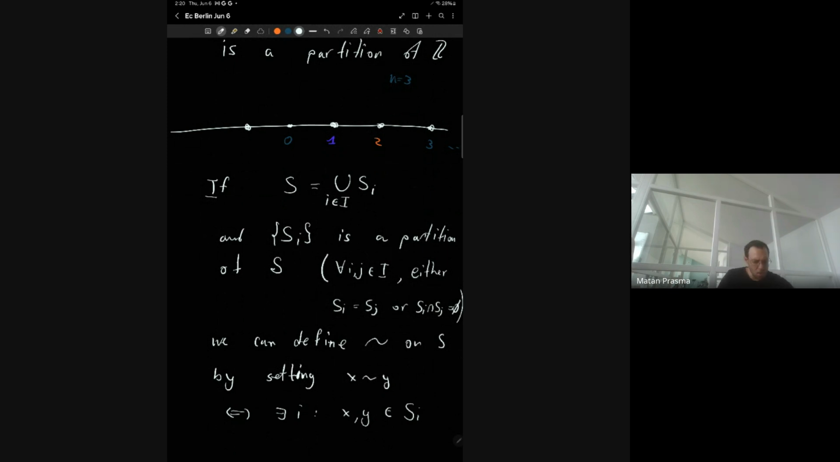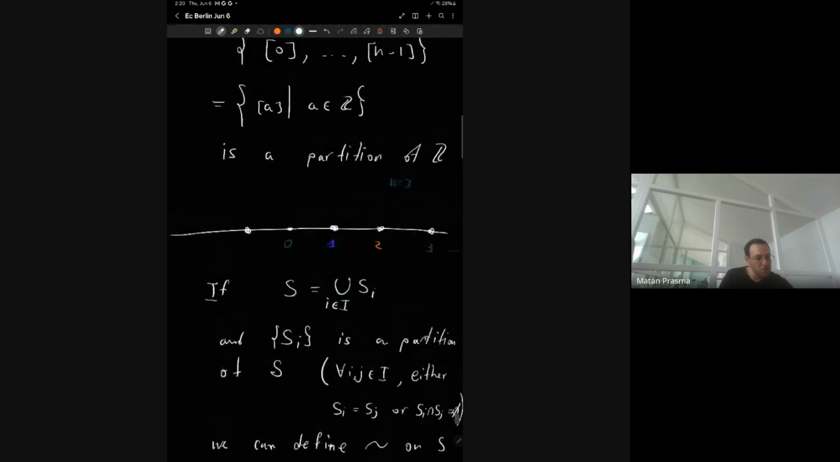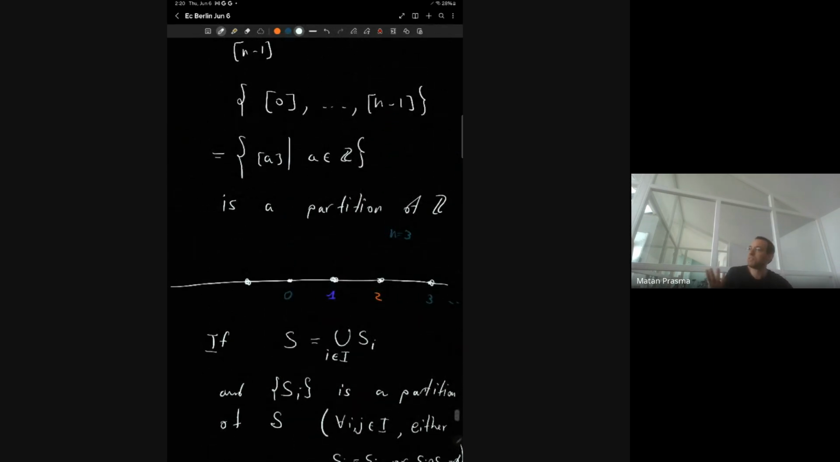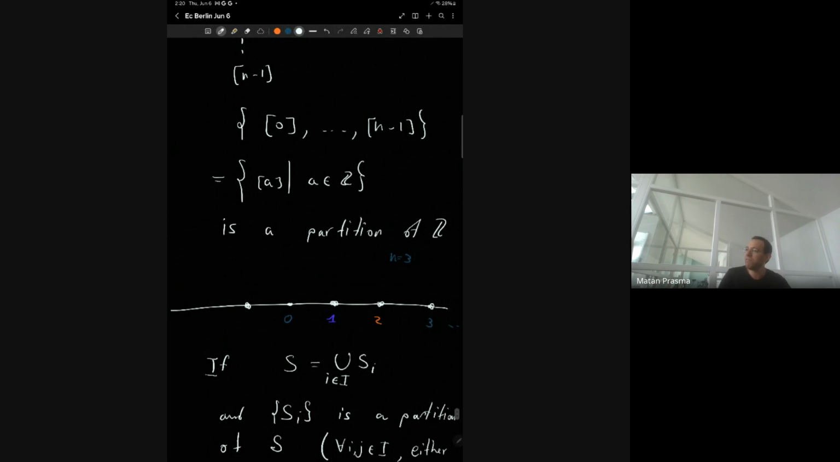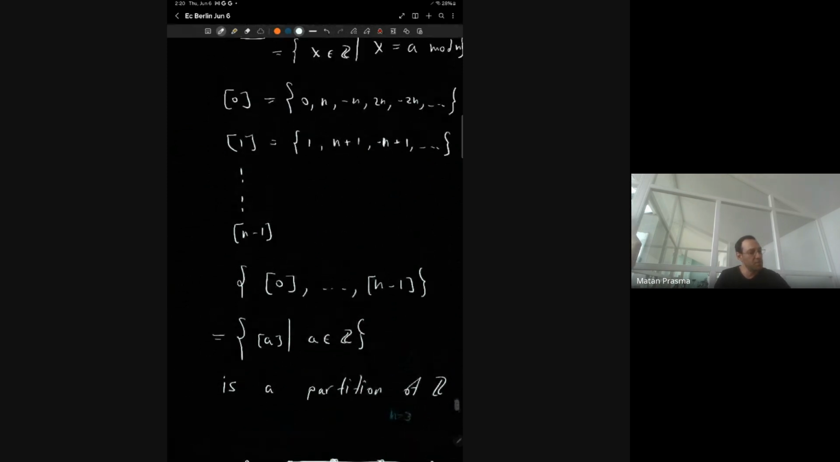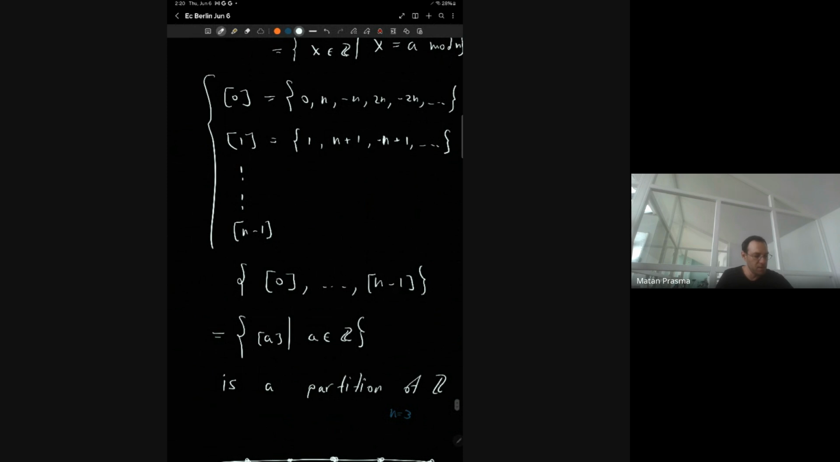Okay, so this is the other direction. You give me a partition of the integers, for example, then I can define an equivalence relation by this partition. I say two elements are equivalent if they belong to one set of the partition, and this would be the same as saying that two elements are equivalent if they are equal modulo n.